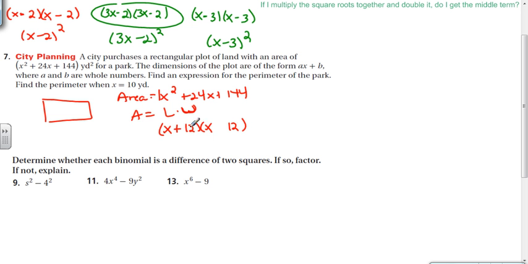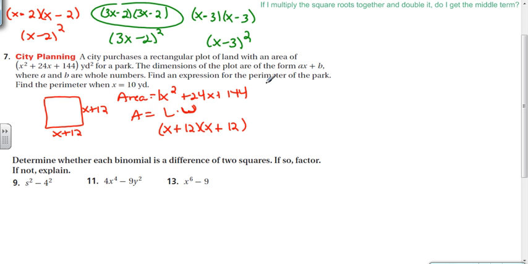It worked. So really, I don't have a rectangle. Technically, I have a square because the length and the width are the same. So I really, truly have a square where this is x plus 12 and that's x plus 12. So I figured out the length and the width by factoring the area.